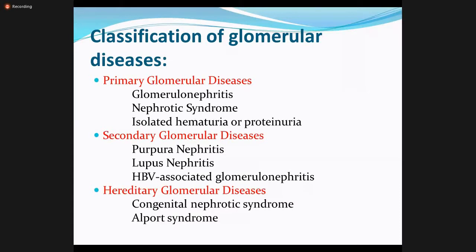In primary glomerular disease, we have glomerular nephritis, acute and chronic both, nephrotic syndrome, and isolated hematuria or proteinuria. While in secondary glomerular disease, we have Henoch-Schönlein purpura nephritis, lupus nephritis, nephritis secondary to hepatitis B virus infection, and other systemic disorders. Finally, the last classification of glomerular disease is the hereditary glomerular diseases, including congenital nephrotic syndromes and Alport syndrome.